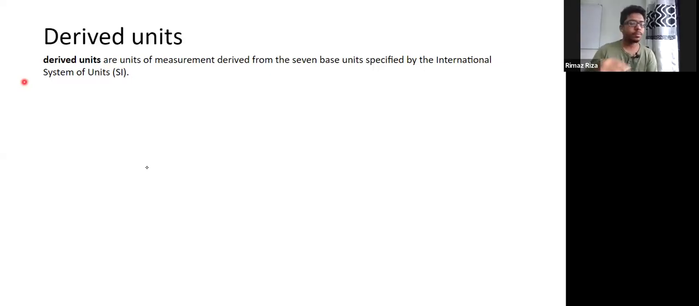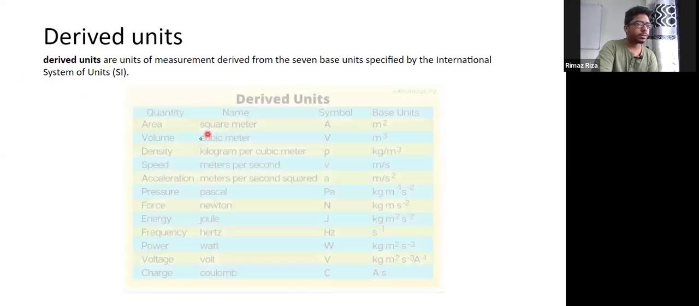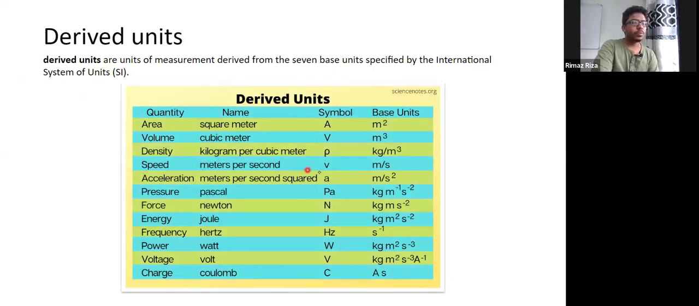And what else do we have? Speed is meters per second; the unit name is meters per second. Acceleration is meter per second squared. Pressure is derived as kg m minus 1 per second squared. Here the Pascal is actually a derived unit with a special name.